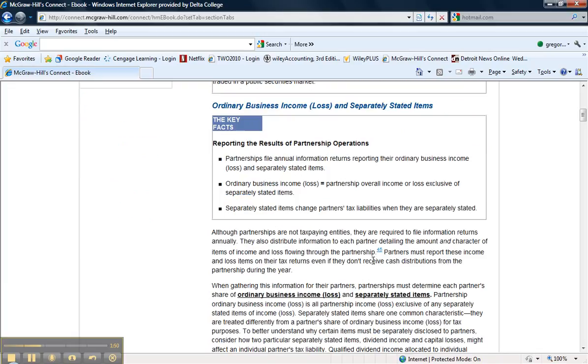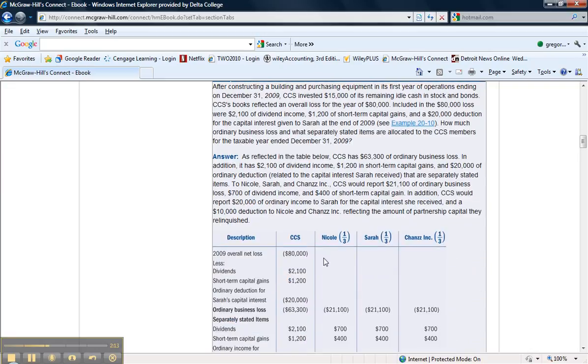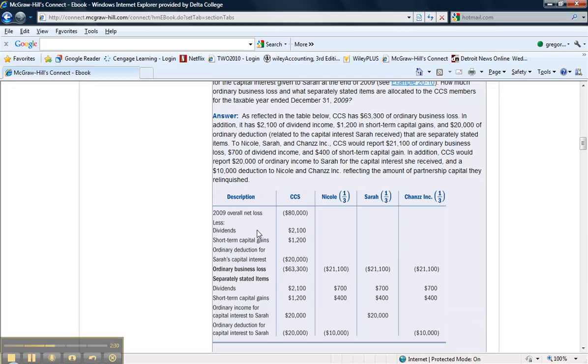So let's look at it a little bit closer. There's a bunch of common separately stated items, and there's even more than this, but for the most part, it's investment type income items and certain kinds of deductions that get separately stated to partners. And look at this big example. This is taking us back to Nicole and Sarah and Chance and their 1/3 ownership in CCS. In this example up here, they give us this situation that says their '09 net loss overall was $80,000. That's like the taxable loss. But there were some dividends and short-term capital gains, and this $20,000 amount that was for Sarah's capital interest.